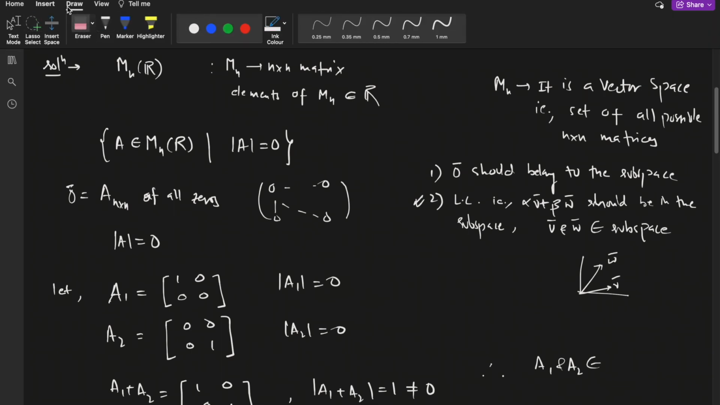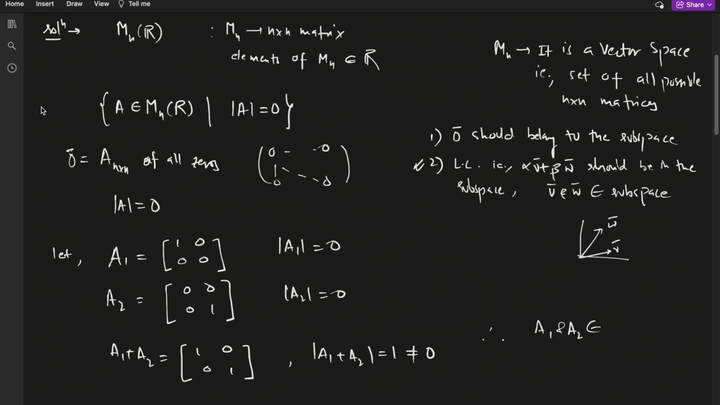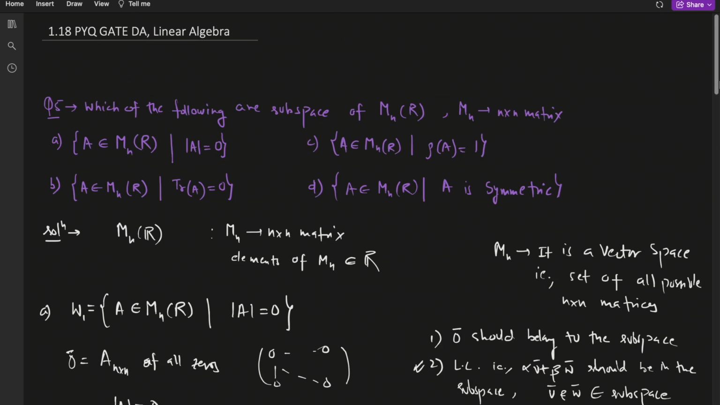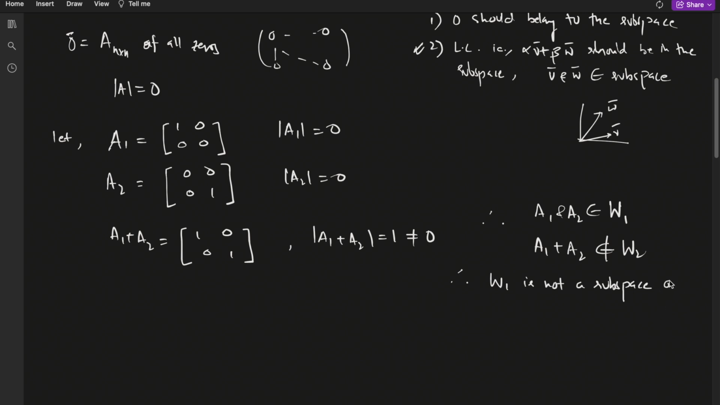Let us suppose we name this vector space W for simplicity, W1, the first one. So we can say A1 and A2 belong to the space W1, but their linear combination A1 plus A2 doesn't belong to W1. So the second condition fails. Therefore W1 is not a subspace of Mn.